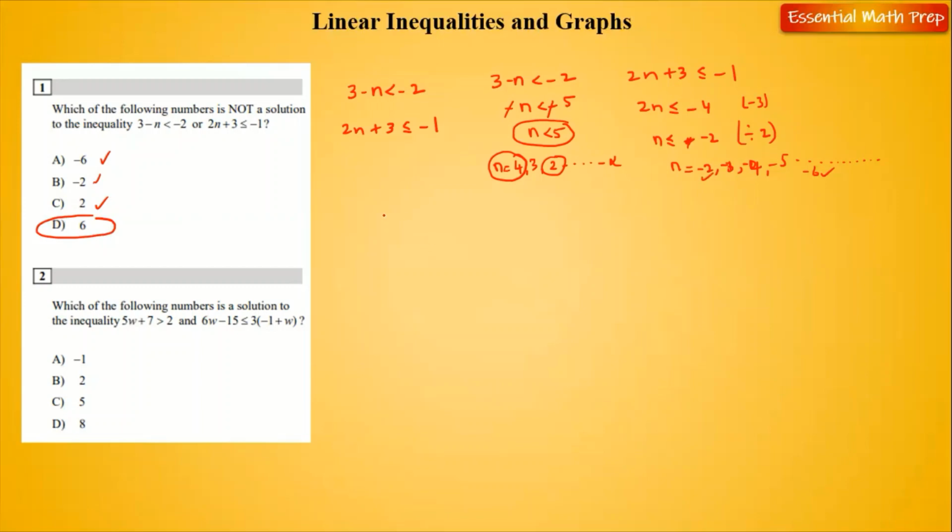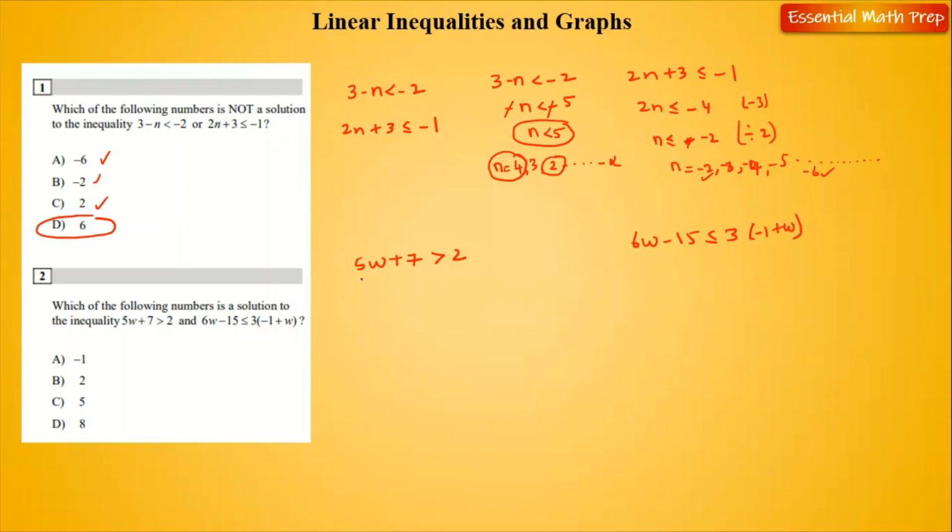Okay. Problem 2 is the opposite of problem 1. In problem 1, we looked at which of the following is not a solution to the inequality. Here you have to figure out what is a solution to the inequality. But the idea of solving is essentially the same. So you have 5w plus 7 greater than 2, and you have 6w minus 15 less than or equal to 3 times negative 1 plus w.